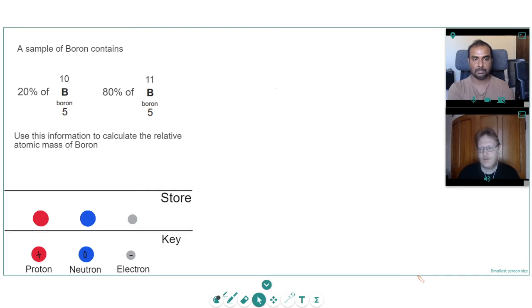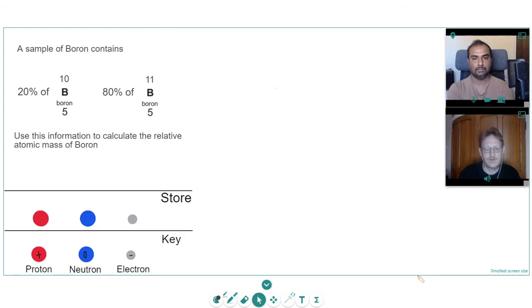So we can do this visually. We're just going to change those percentages to ratios in the first case. So 20 to 80% as a ratio is 20 to 80. If we divide both of those by 10, we'd get 2 to 8. And 2 to 8, if we divide both of those by 2, we'd get a 1 to 4 ratio. So we're going to show that there's a ratio of 1 to 4 boron 10 to boron 11 isotopes.